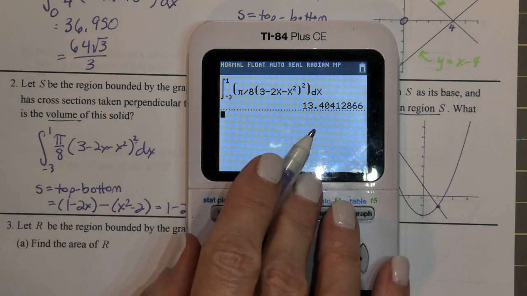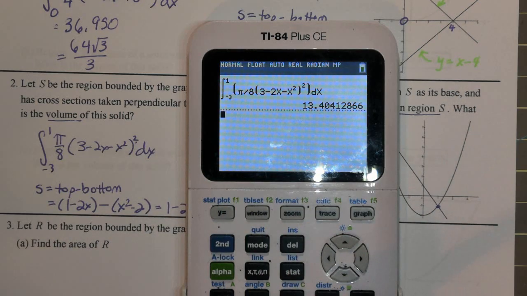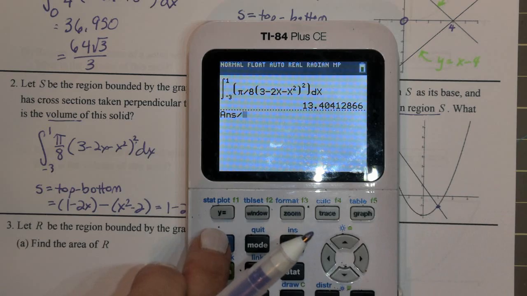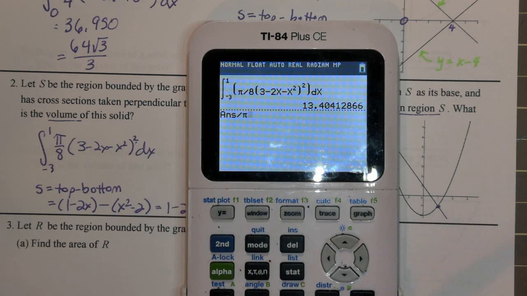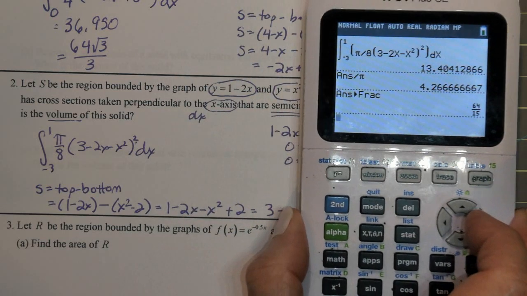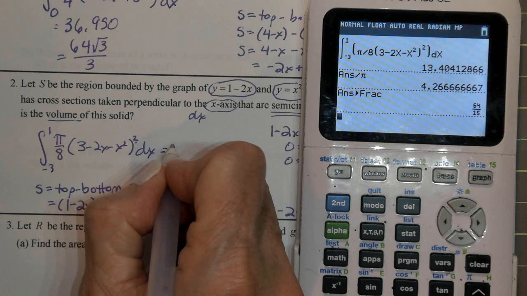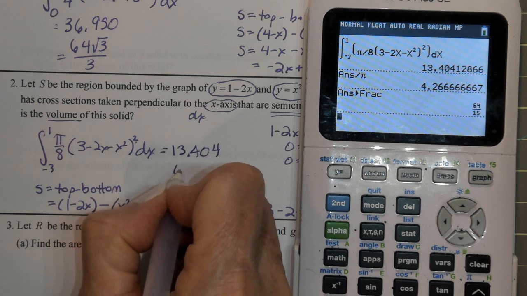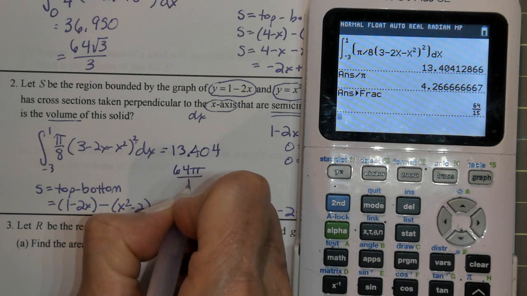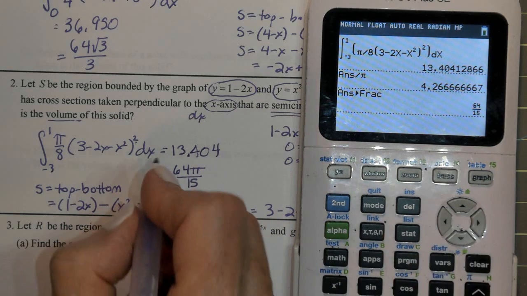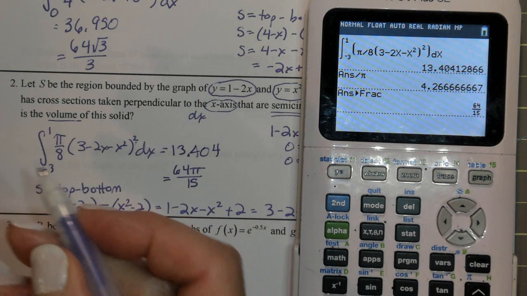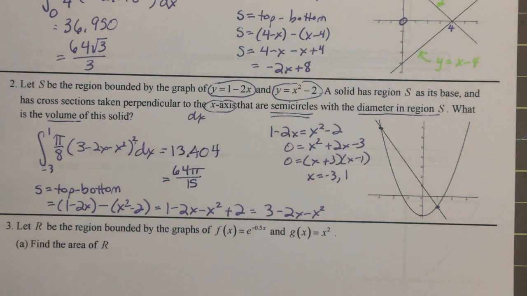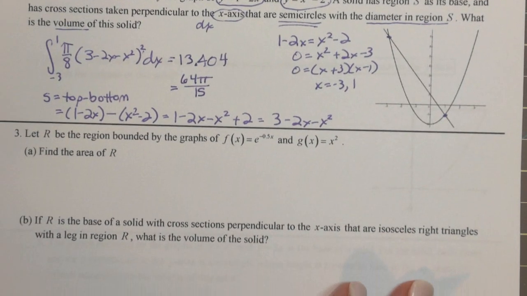So 13.404. If it was a multiple choice, they would probably divide out that pi, change it to a fraction, 64 over 15 pi. So either 13.404 or 64 pi over 15. Either one, depending on if it's multiple choice or not.